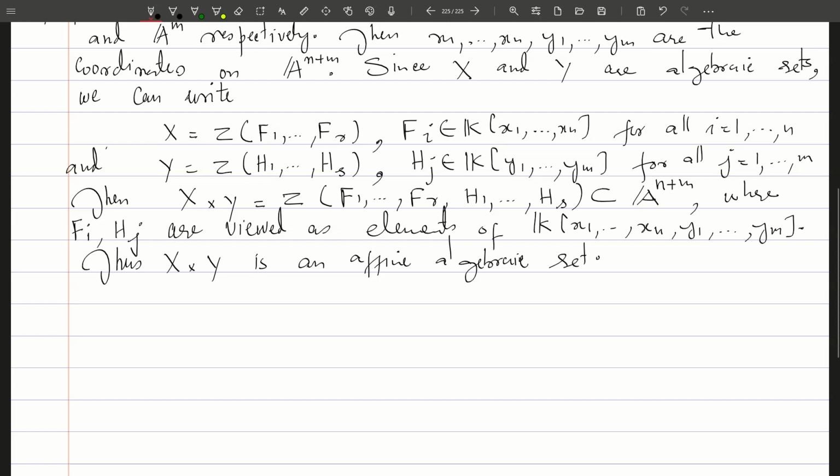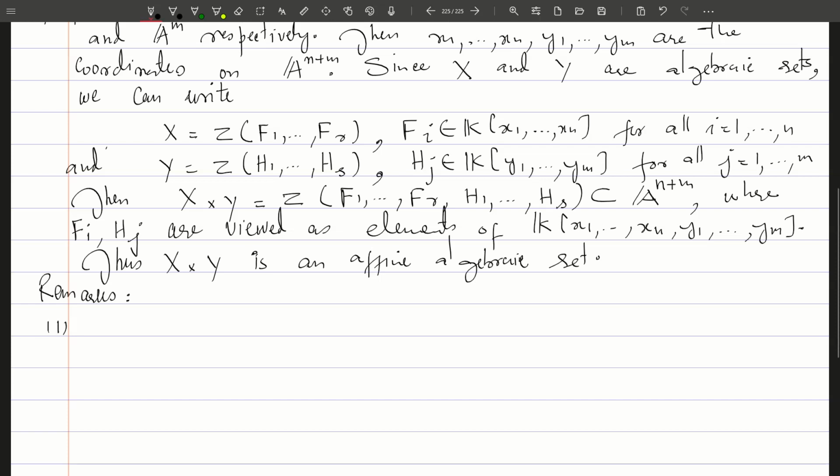Now actually we want to prove that if X and Y are affine varieties, then so is their product. So that is what we want to prove. But to prove such a statement, we need to prove a topological statement, which we are going to mention shortly. But before that, we have some remarks to make.